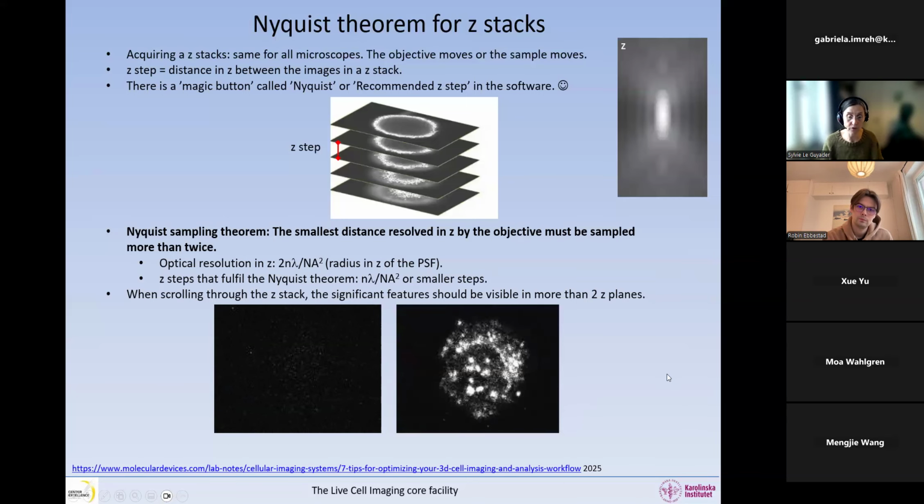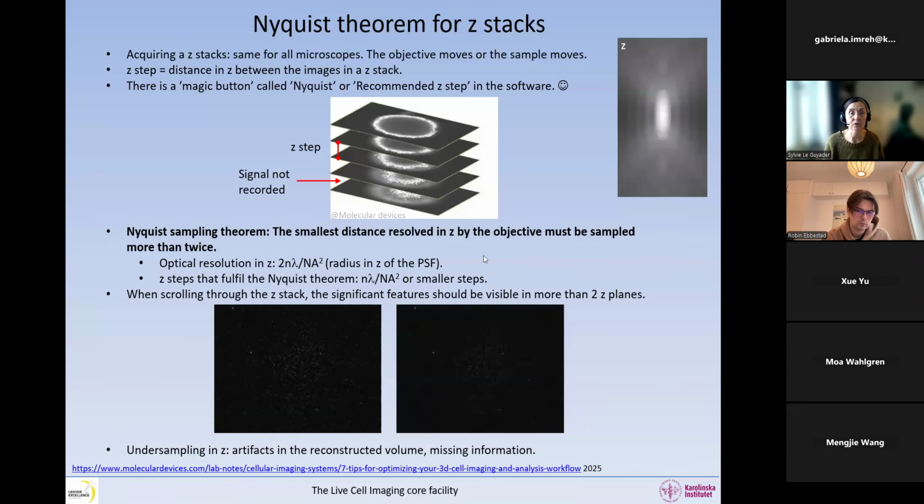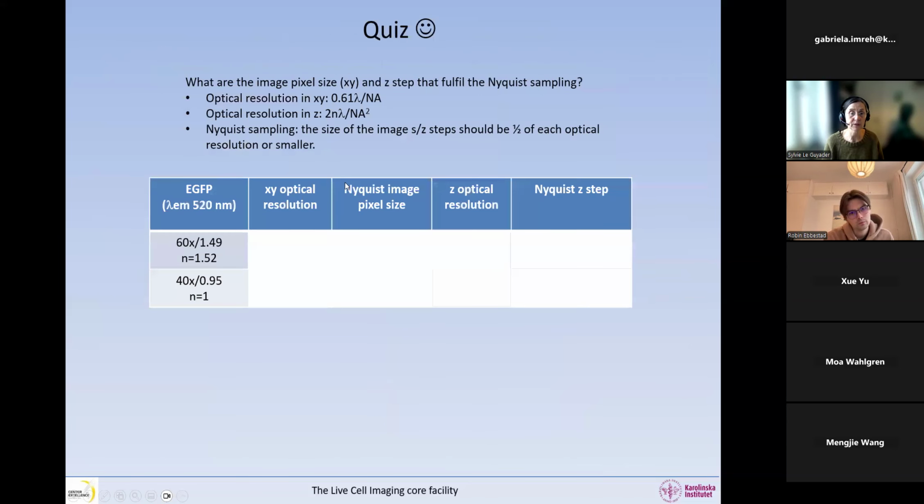So when you want to decide in all dimensions, in X, Y, Z, and time, you have to decide first: what is it that I don't want to miss? That depends on your scientific question. Then you say, what distance or what time does this correspond to? And you divide by 2. This is the way you decide how to sample things in the correct way. So this signal is not recorded between the Z planes.